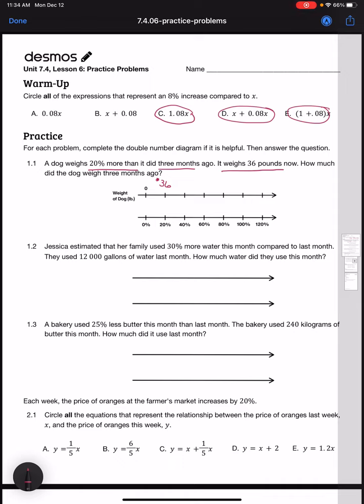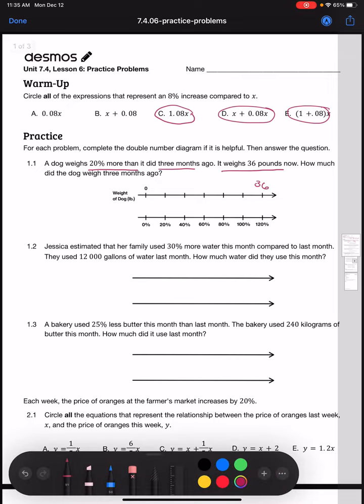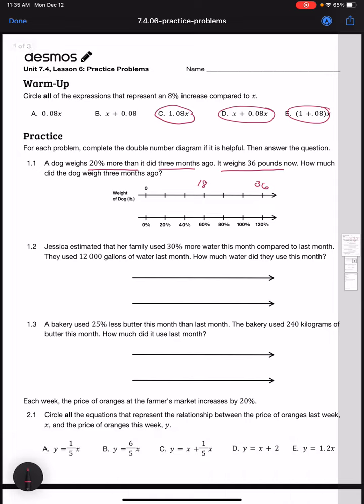So what we want to do is figure out what is 20%. Oh, so this would be 36 pounds is 120%. Oh, it's a tricky one today. All right, so 120% is now. So let's see, we could do 60% is 18, 30% would be 9, now we could divide by 3 and get 10% is 3, which means 20% is 6. So he's gained 6 pounds, so 3 months ago he weighed 30 pounds.